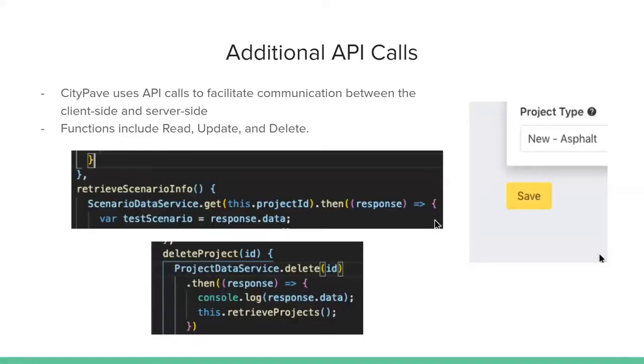Thanks, Alan. So the City Pave application uses API calls to facilitate communication between the client side and server side to perform tasks other than creating new rows of data, such as retrieving information about an already existing project so that the corresponding values populate on the current page that the user is on. Also, updating pavement design values as well as project names on already existing projects and deleting projects that aren't needed any longer. These functions use project ID, which help the API calls identify the correct rows to perform actions on. Next slide.